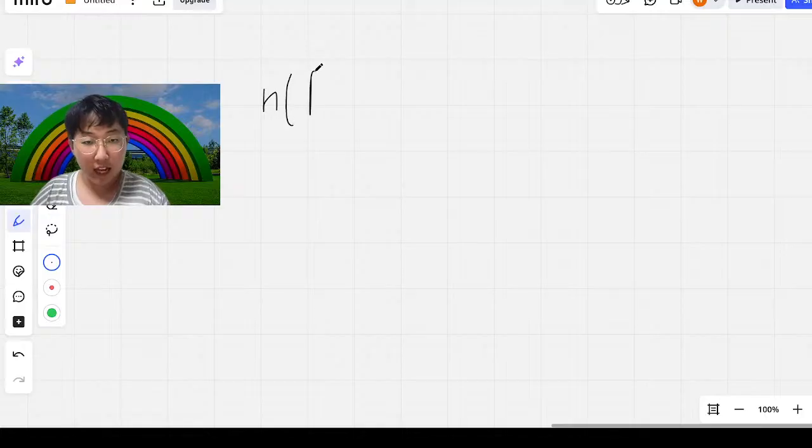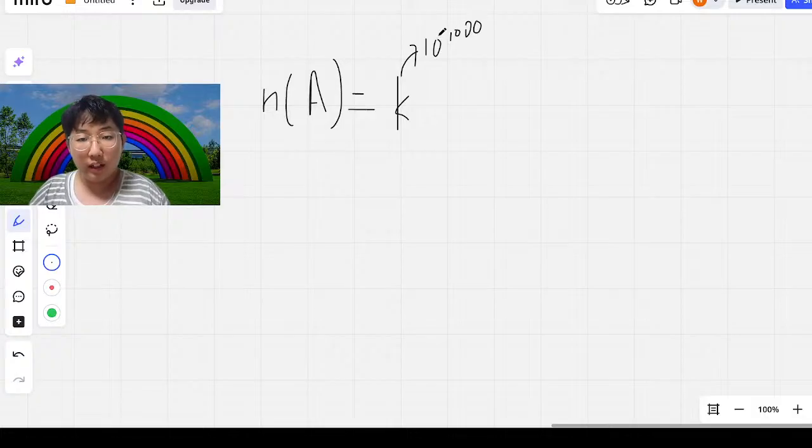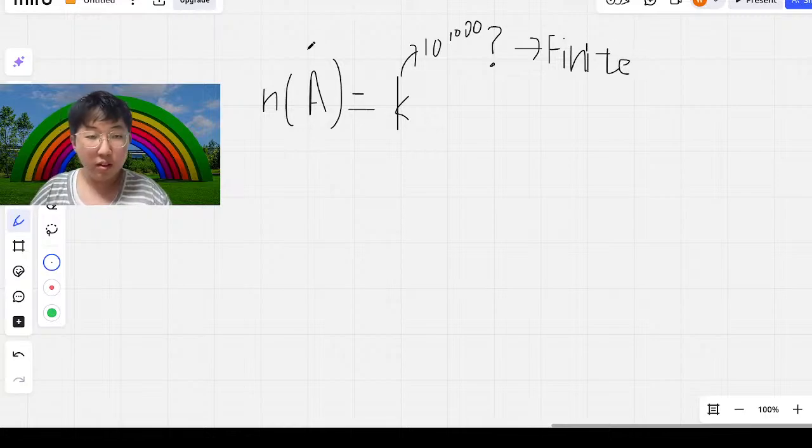The number of a set, n(A), is defined. It is some number, let's say k, where k is defined and you can say what number it is. Even if it is like a quadrillion, or a million, or 10 to the power of 1000, no matter what it is, if there is a number that can represent it, then this is finite. It can be counted and it is finite.